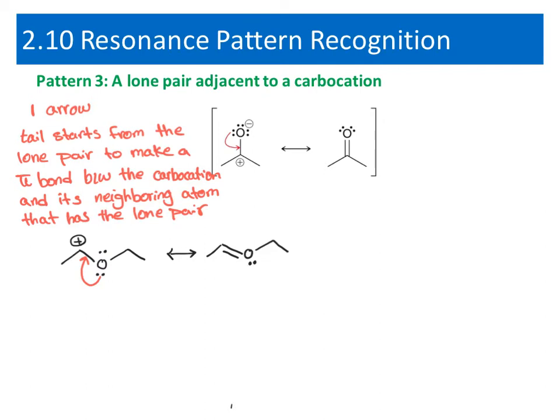Now we need to calculate the formal charge. So the formal charge for carbon is 0, and oxygen, again, a familiar pattern, oxygen with 3 bonds and a lone pair of electrons, is always positively charged. Okay, so these are the resonance structures for this specific molecule.